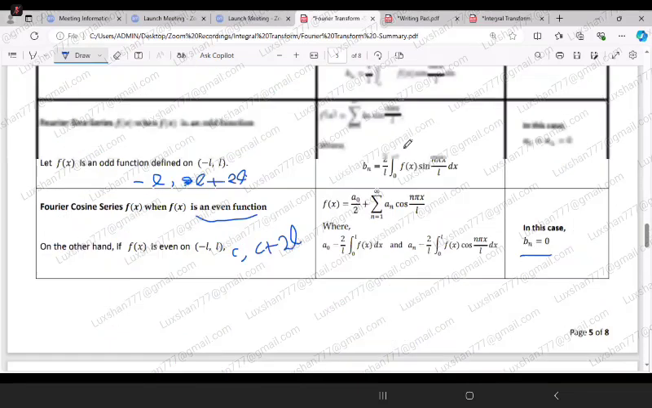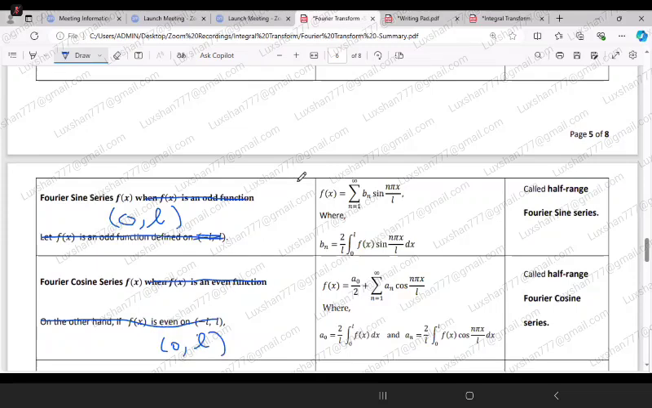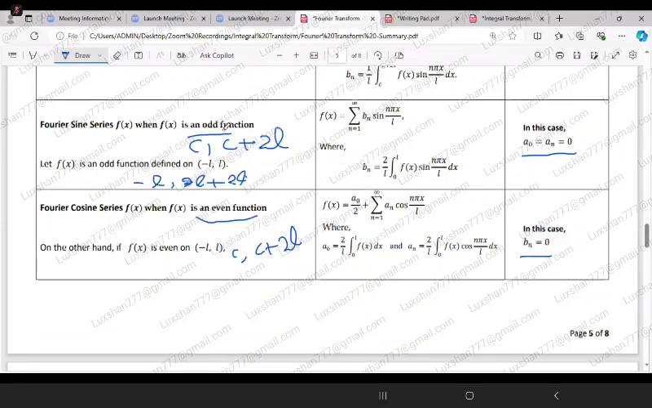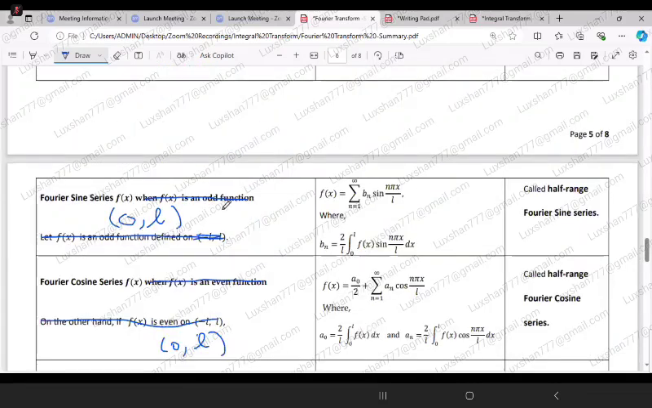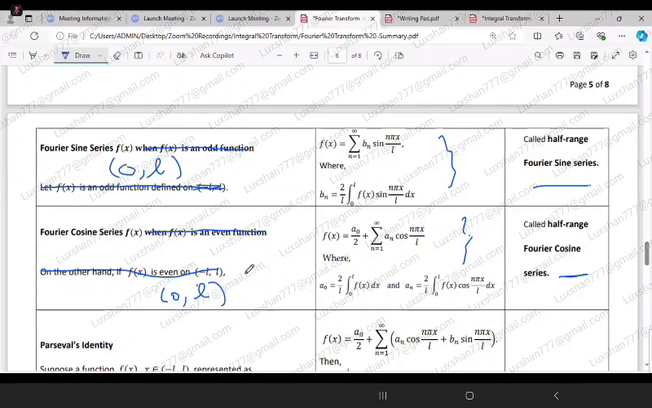The same formula comes here, but here the condition is odd function or even function. In that case, we have to have the range minus L to plus L. Here, the function is neither odd nor even, it can be any function, but the range is 0 to L. In that case, we have the sine term only, or the cosine term only. So we call it the half range sine series and the half range cosine series.